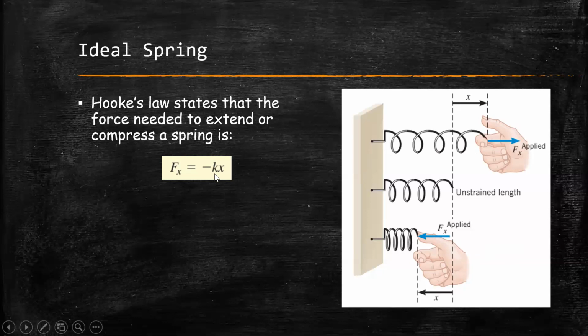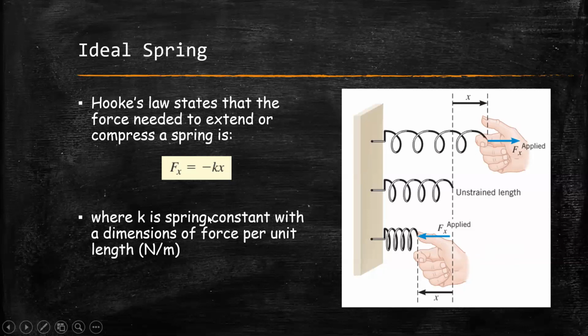And we have this k, which is the spring constant, with a dimension of force per unit length. A spring that behaves according to this law is said to be an ideal spring. Sometimes the spring constant k is referred to as the stiffness of the spring, because a large value of k means the spring is stiff, in the sense that a large force is required to stretch or compress it.